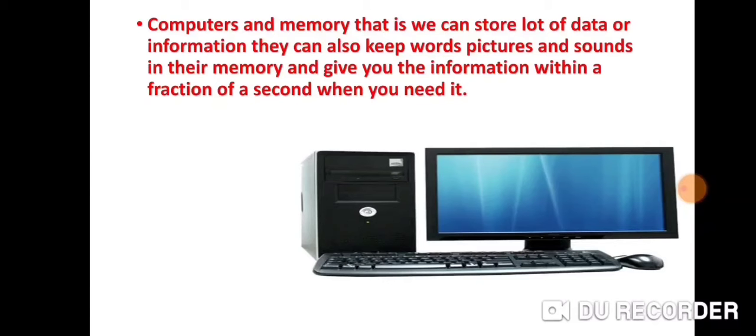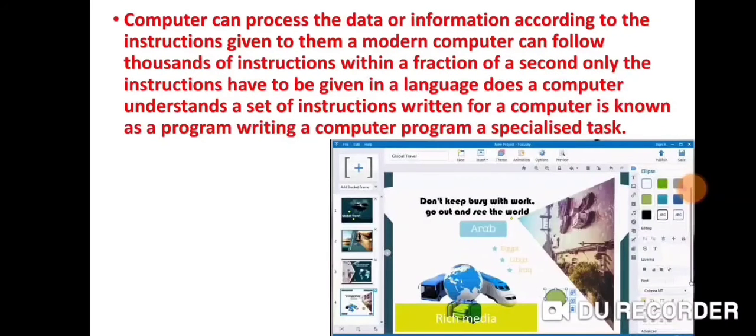Whenever we require an answer from the computer, we can get that answer in a fraction of a second, within a second. Computers can process data or information according to the instructions given to them. So, a computer can't work by itself, students. It requires you to give it a command, to give it data, and to let it know what you want to be done by the computer.